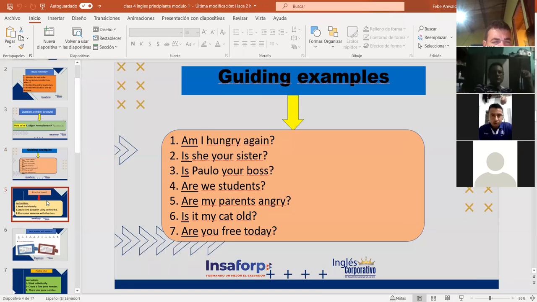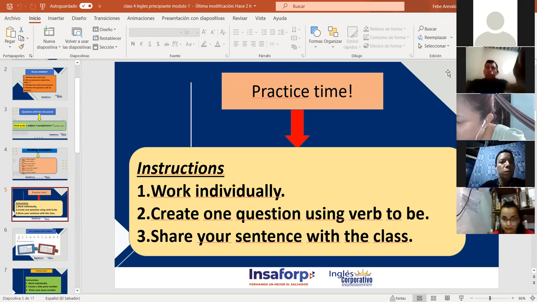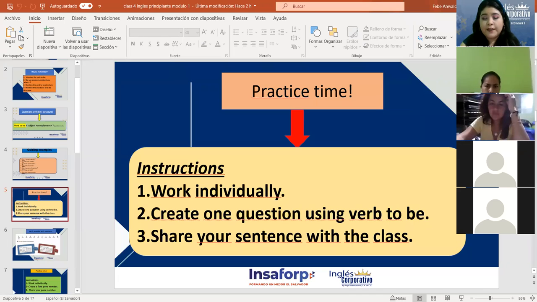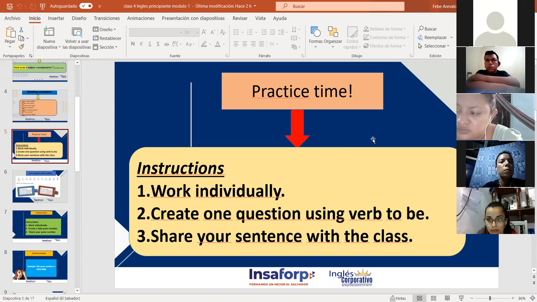With that being said, let's move on. We have the practice time. Now, let me check. Some of you participated yesterday in this part in which it was creating one question using verb to be. I don't remember if you finished this activity yesterday, but if we didn't, we are going to finish it today, right? Because then I need to move on with numbers and other topics. So let's see, create one simple question using verb to be at the beginning, okay? Let's work.